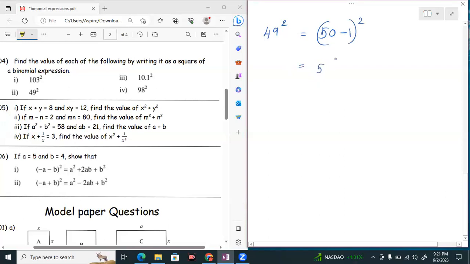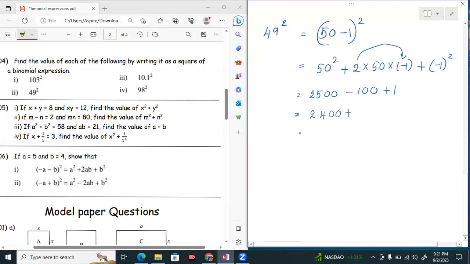Then it is 50 squared add 2 times 50 times minus 1 add minus 1 squared. Then 50 squared means 2500. 2 times minus 1 is minus 2, times 50 is minus 100. Minus 1 squared is plus 1. Then 2500 subtract 100 means 2400. Add 1. The answer is 2401. Have you got this answer?